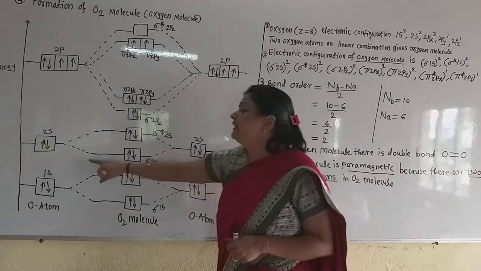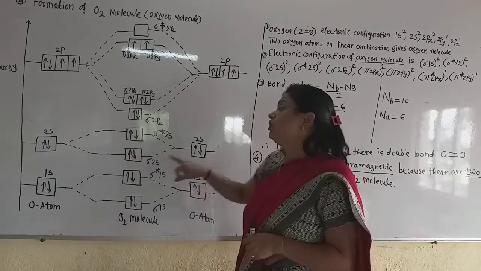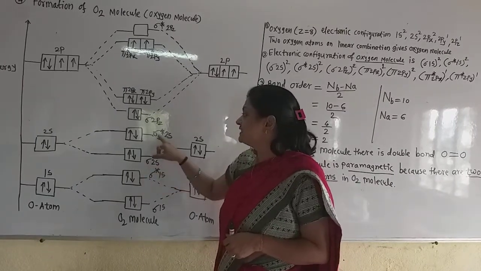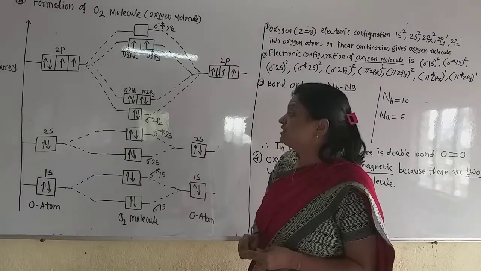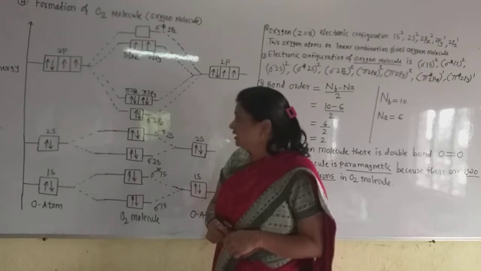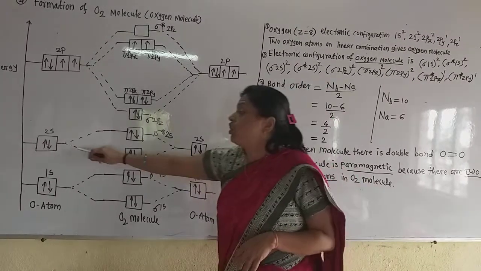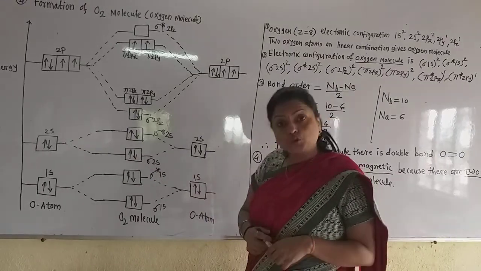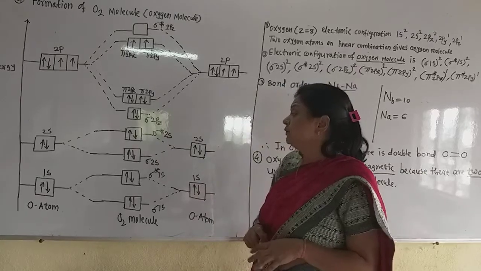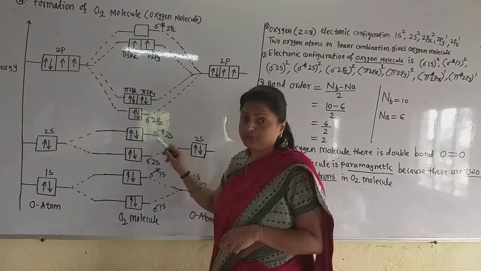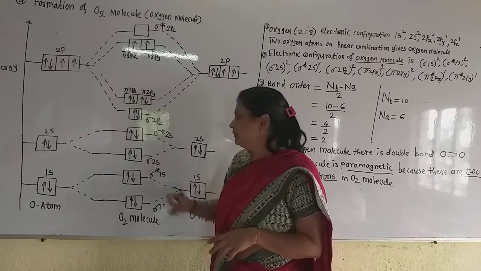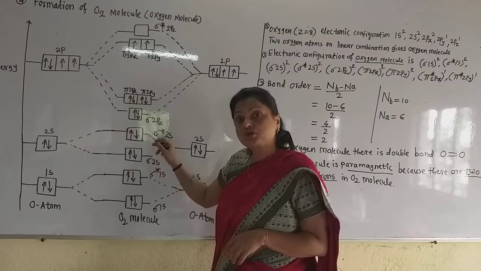Then the 2s orbitals of equal energy also form the molecular orbitals, that is sigma 2s and sigma star 2s. Now both these molecular orbitals again contain 2 electrons with opposite spin, because there are a total of 4 electrons of the 2s orbitals of the two oxygen atoms. So the molecular orbitals formed, bonding sigma 2s and antibonding sigma star 2s, also contain a total of 4 electrons, 2 in each orbital with opposite spin.